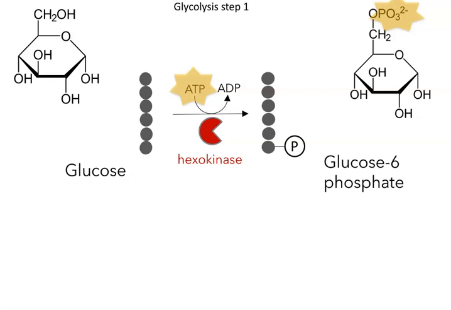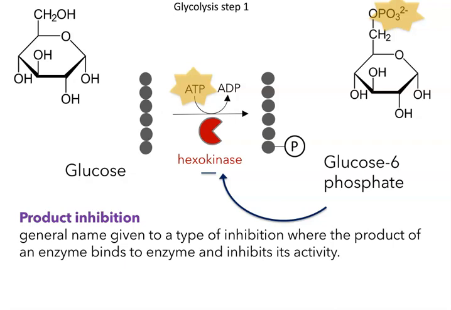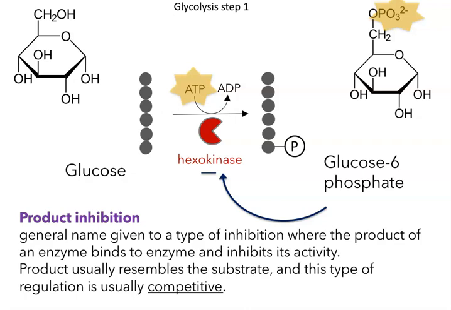Now let's look at regulation. So the main way that the hexokinase enzyme is regulated is when there's high amounts of glucose 6-phosphate, it will inhibit the hexokinase enzyme. This is an example of something we call product inhibition, and that's just the general name that we give to a type of inhibition where the product of the enzyme, in this case glucose 6-phosphate, binds to the enzyme and inhibits its activity.